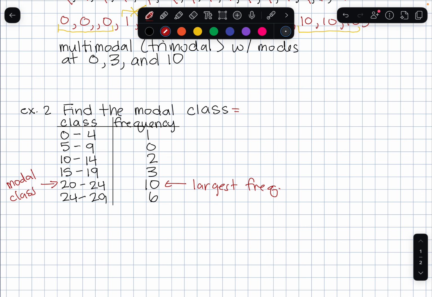So my modal class is the class 20 to 24. That class has the most number of data points. If I were to graph this data in the form of a histogram, I would have a peak at the 20 to 24 range.